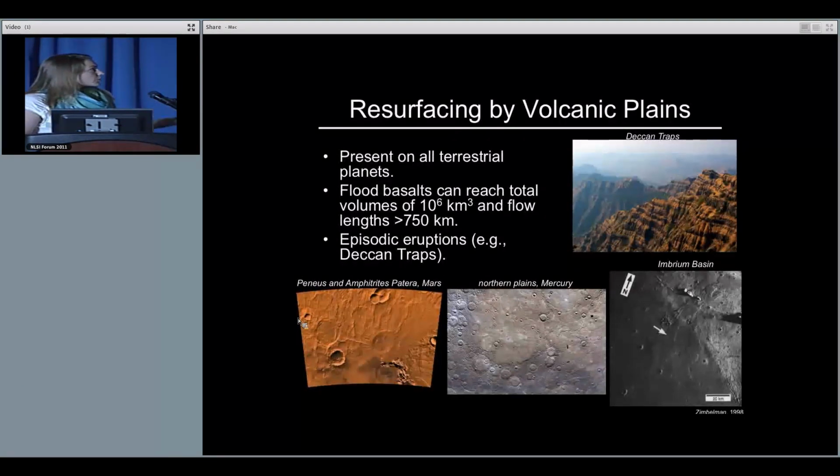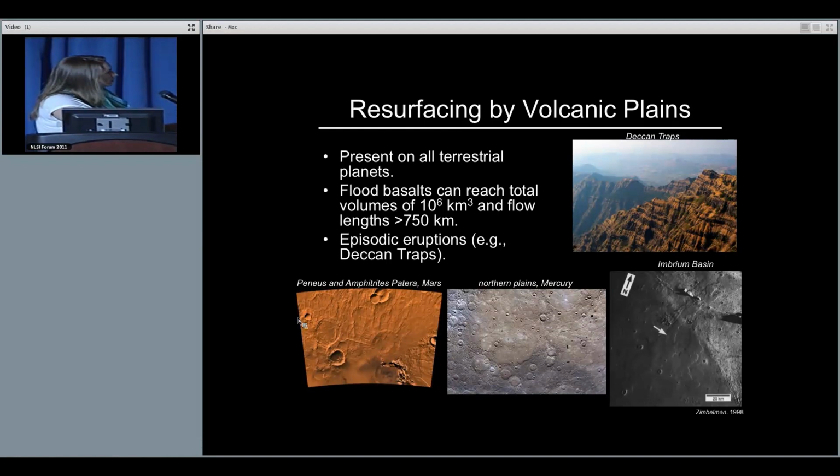So volcanic plains occur on all terrestrial planets. We have flood basalts that can reach volumes as high as 10^6 kilometers cubed, and some of these individual flows can be as long as 750 kilometers. In addition, they occur as episodic eruptions, and you can see that here in this lovely picture of the Deccan Traps with the horizontal layering occurring here. I also have images of Mars, Mercury, and flows in Imbrium Basin on the Moon as well.